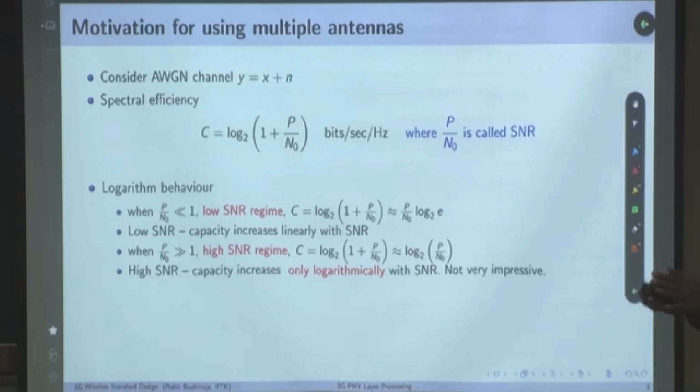Okay, how can you increase the data rate in this regime? Basically, by transmitting data in parallel. It might look a little awkward, how can you transmit data in parallel? We will see all that.